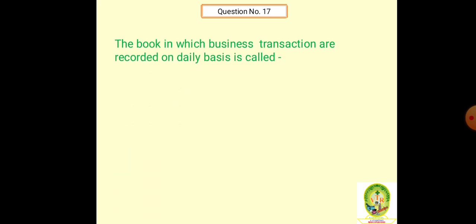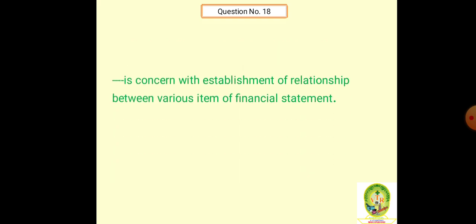The book in which business transactions are recorded on a daily basis is called as? Options are A. Journal, B. Account, C. Ledger, D. Summary. Right answer is A.